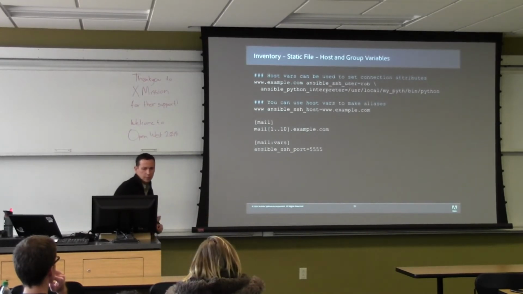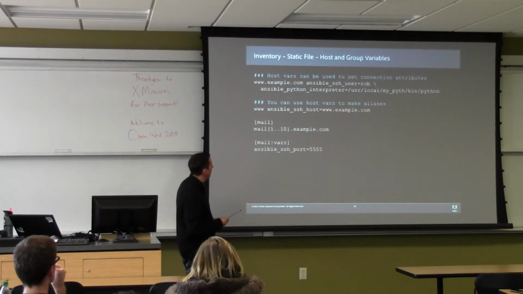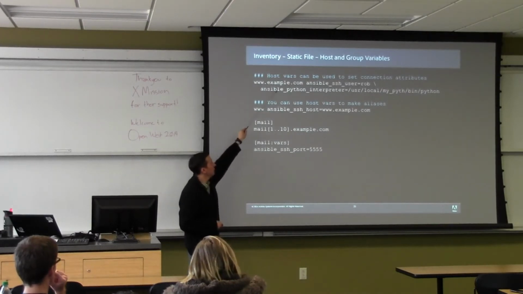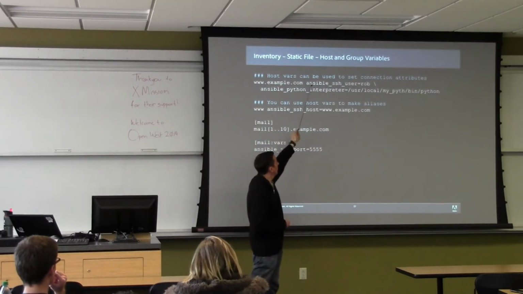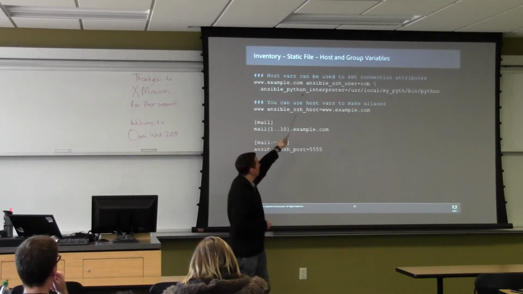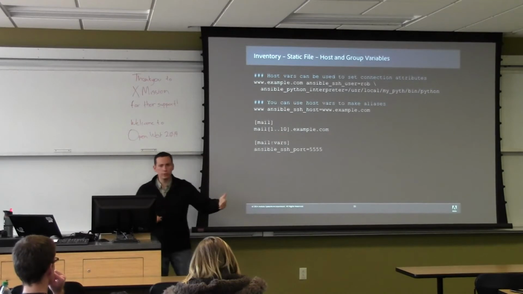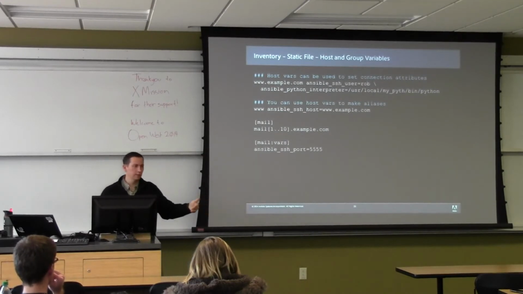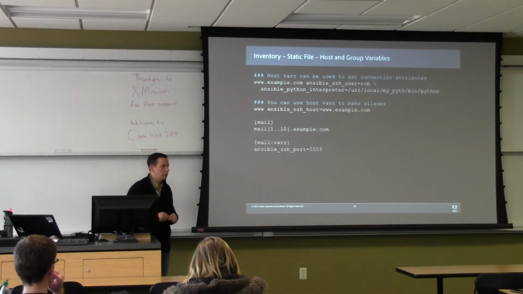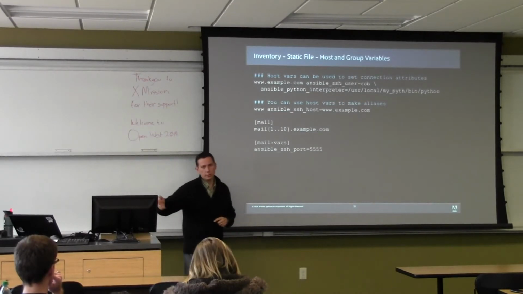So host variables can be used to set connection attributes. And you can set these variables either on the command line, or, excuse me, this is inside your inventory file. So you have a host here, and we want to say always SSH as user Rob, and also use this Python interpreter once you SSH over there. So this is useful if you have hosts that, for some reason, the default Python is not Python 2.4, and you want to use some other Python that Ansible does support, since it's somewhere else.